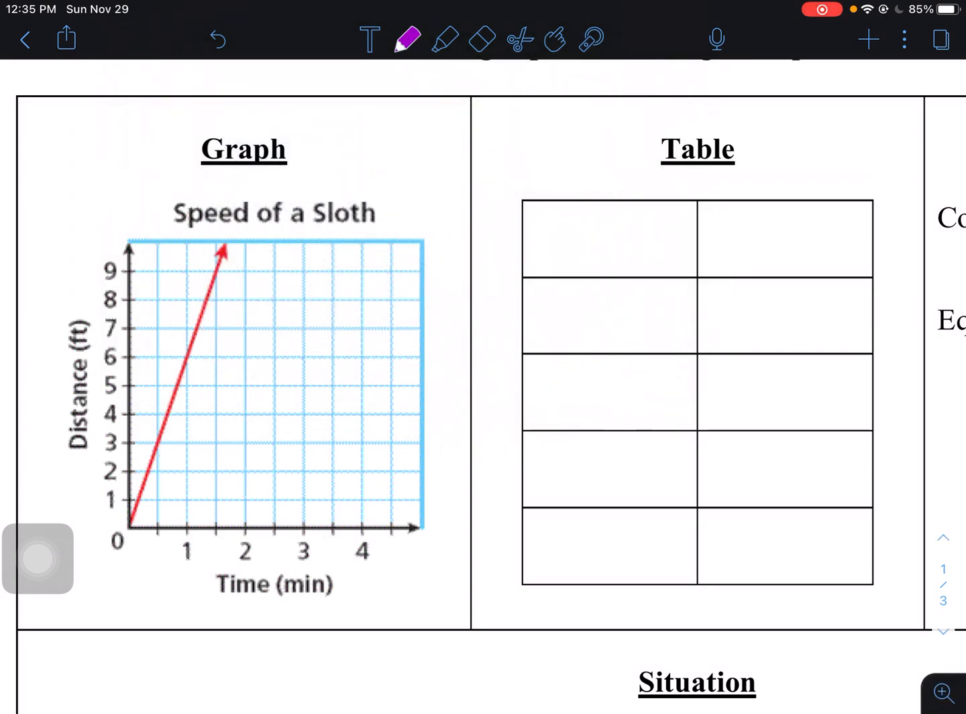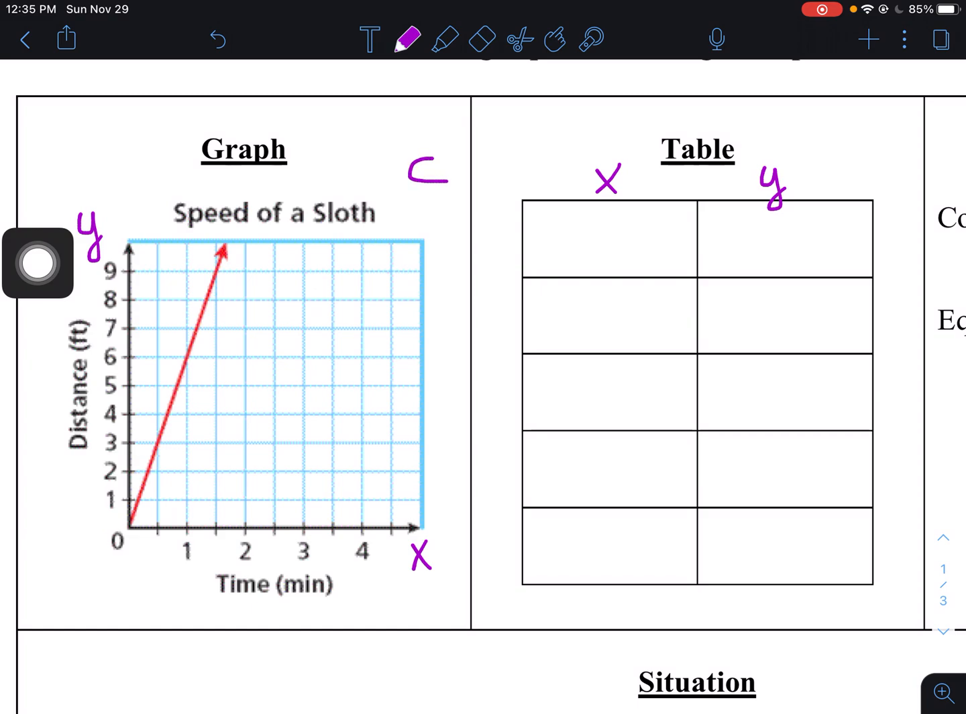So our graph has two parts. It has an x-axis and a y-axis. And we label what those axes mean or what they're representing so that we can understand what the graph is talking about. In this case, we're talking about the speed of a sloth.